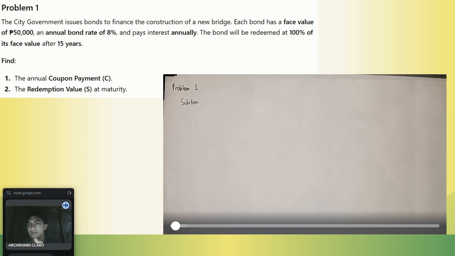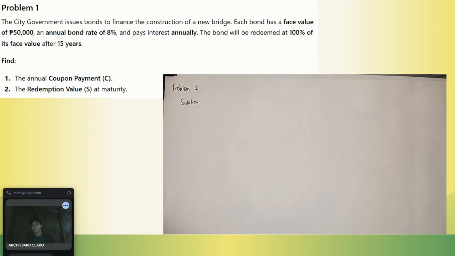Now, gumamit siya ng bonds to finance the construction of a new bridge. Now, the question is to find the coupon payment and the redemption value at maturity. Now, I will show a video. This is my solving and I attached it sa aking PPT. In problem 1, we are asked to find the coupon payment and the redemption value.